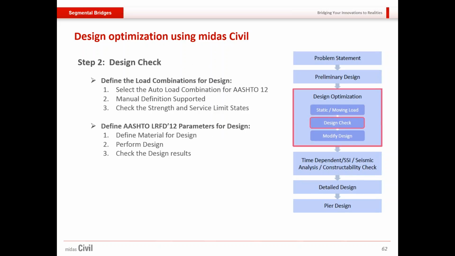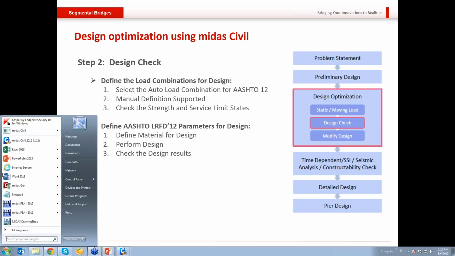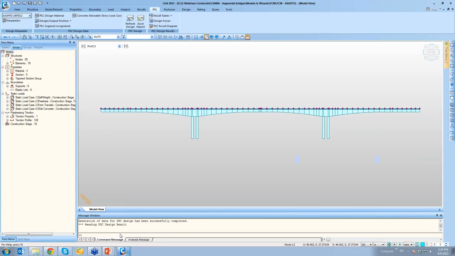Okay, then design checks. So auto load combination as done before. Then manual definition of the support, but that has already been done. And we have to check the strength and service limit case. We defined the material and the design performance is in progress. Okay. So we'll see if the analysis is done. Okay, so analysis has been done.